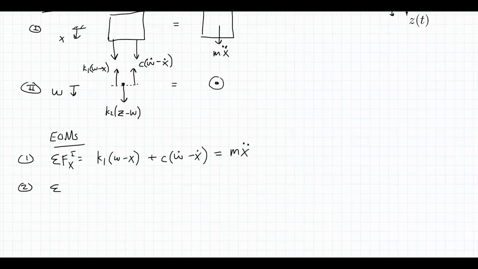Moving on to picture 2, I will sum forces in the W direction. So in this picture, the force from the spring is up, so in the negative W direction, so I have a negative K1 (W minus X), and also the damper, a negative C (W dot minus X dot). And here I have a third force. It goes with the direction of W, so it will be a plus K2 (Z minus W). And my right-hand side, my inertia for the node is 0 as we are neglecting the mass.